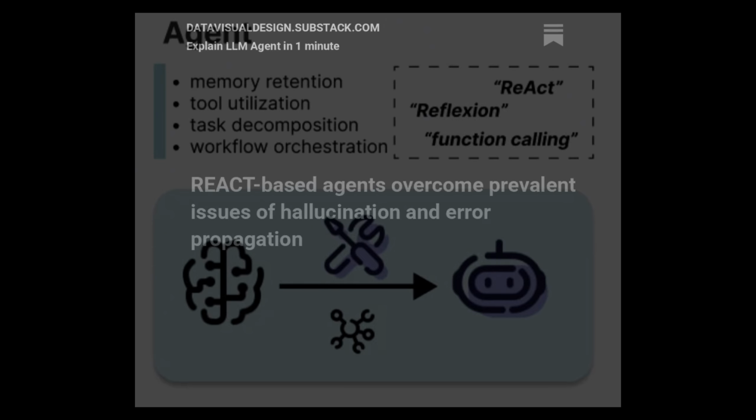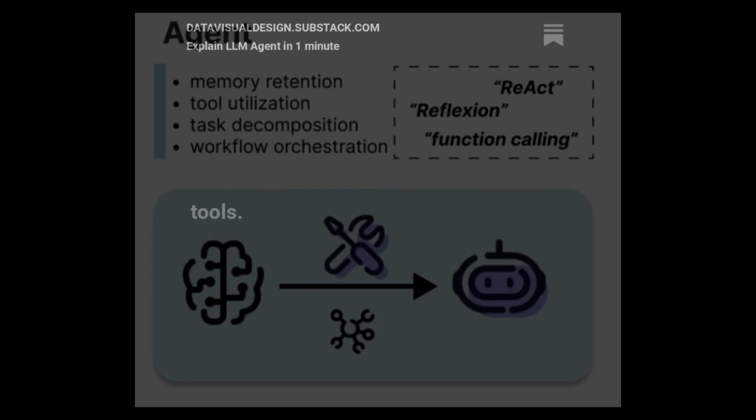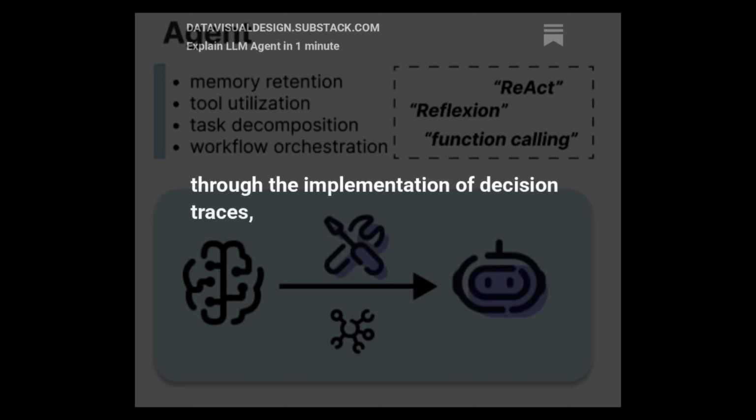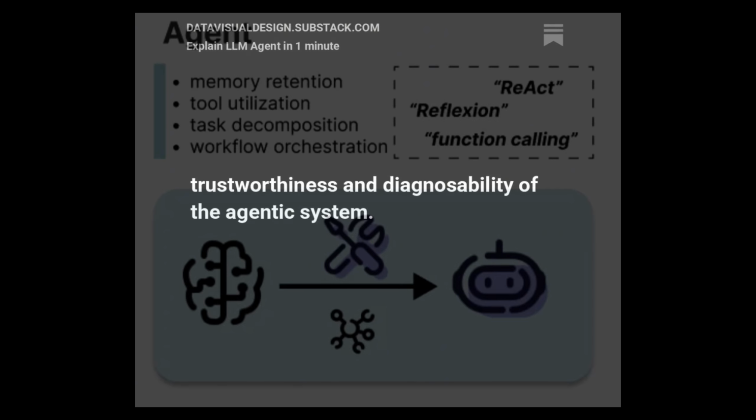As a result, ReAct-based agents overcome prevalent issues of hallucination and error propagation, as more often observed in chain-of-thought reasoning, by interacting with external tools. Furthermore, through the implementation of decision traces, this approach additionally increases the interpretability, trustworthiness, and diagnosability of the agentic system.